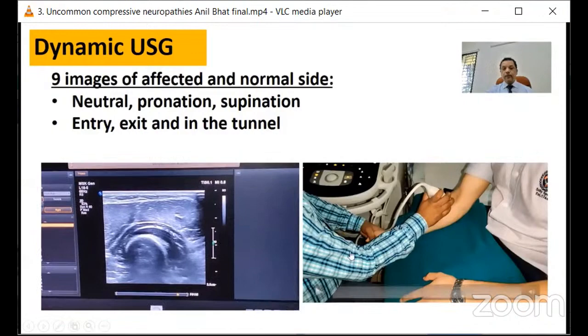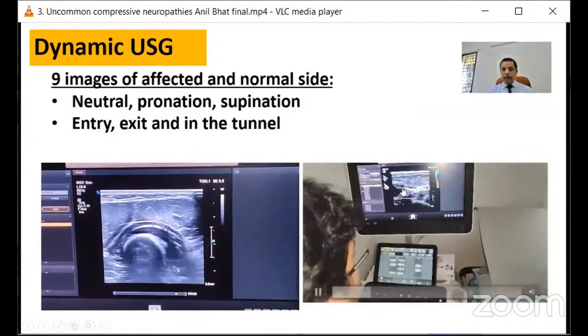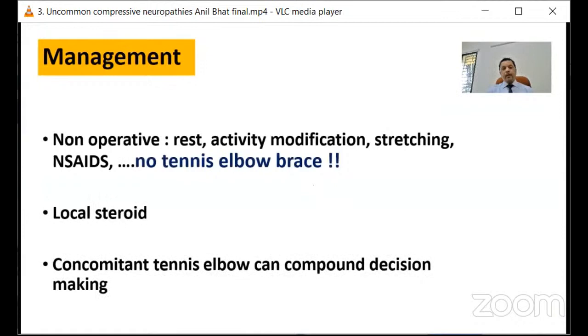We also look at the leash of Henry as a qualitative part of the study and see how many vessels are there, or how much compression can probably happen, with this kind of imaging. The management, as I said, is non-operative, but surprisingly, if you put a tennis elbow brace on a patient with radial tunnel syndrome, the pain actually increases. So that's one thing we need to look at. Local steroid injections and concomitant tennis elbow can compound decision making. Sometimes up to 40% of the literature quotes patients as having both these conditions together.